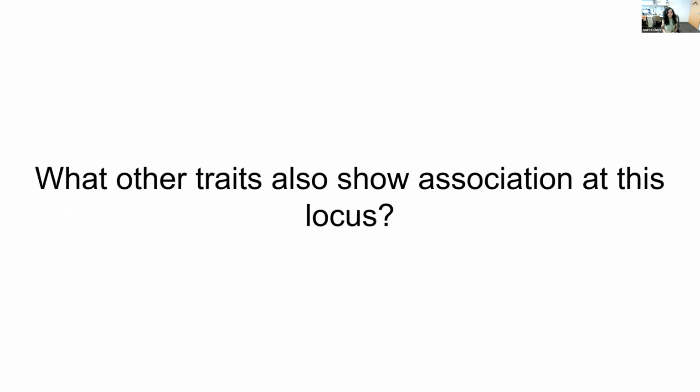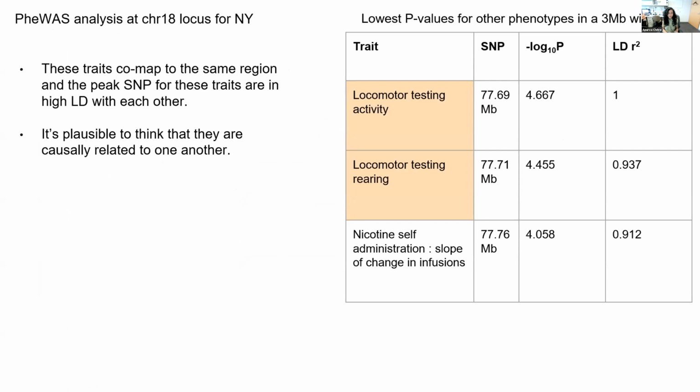Another question we can ask is, what other traits also show association at this same locus? This analysis is part of the PheWAS, phenome-wide association analysis. What we've done is we've looked at traits that also co-map in this 3 megabase window. And we can see that there are some traits that co-map to the same region, and the peak SNPs for these traits are in high LD with each other. So it's plausible to think that they are causally related to one another.